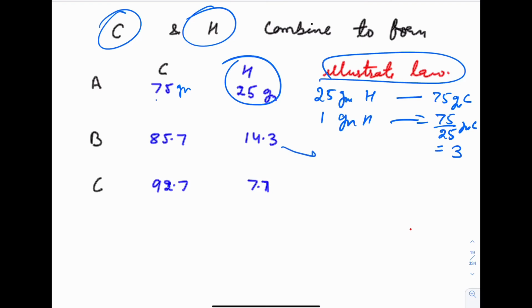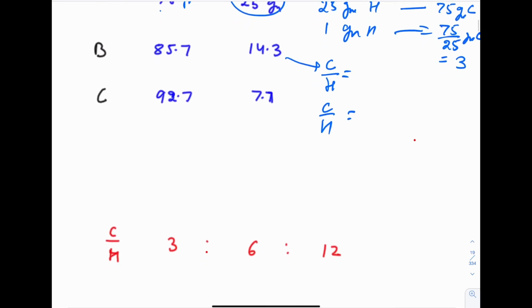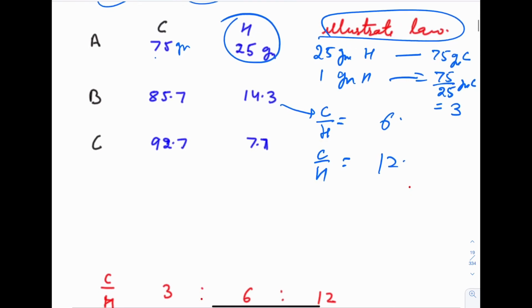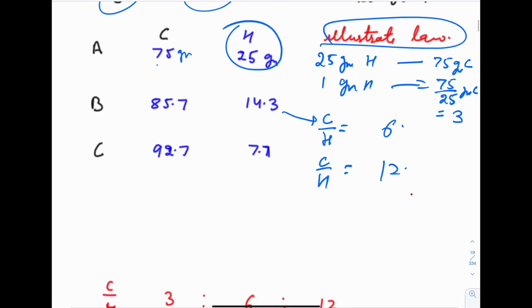Same in the second case, we have to calculate carbon by hydrogen ratio. And same in the third case, we'll have to find carbon by hydrogen ratio. And this ratio was found to be approximately 6 and 12. So the ratio of carbon which combined with a fixed mass of hydrogen is 3 is to 6 is to 12? It is in multiples, integral multiples. So, which law is proved? Law of multiple proportion.